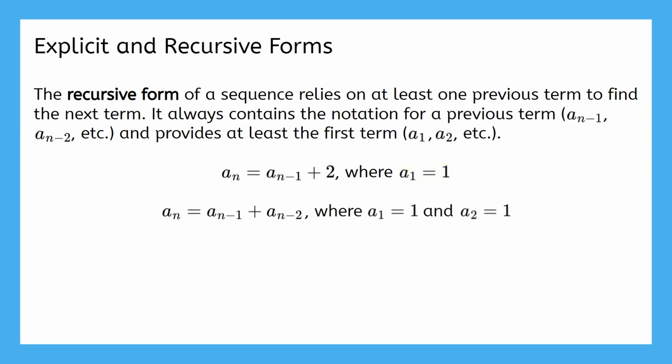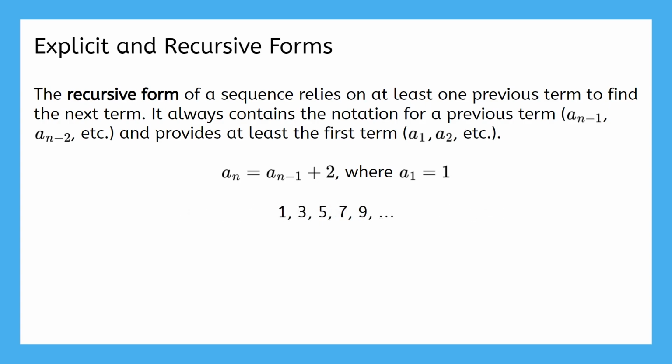Here's a second example, the Fibonacci sequence. Remember, a sub n minus 1 is the previous term, and a sub n minus 2 is the term before that. We previously discovered that a formula including a previous term has to go one at a time, and it's harder to find values further in the sequence using it. You might be wondering then, what good is the recursive form?